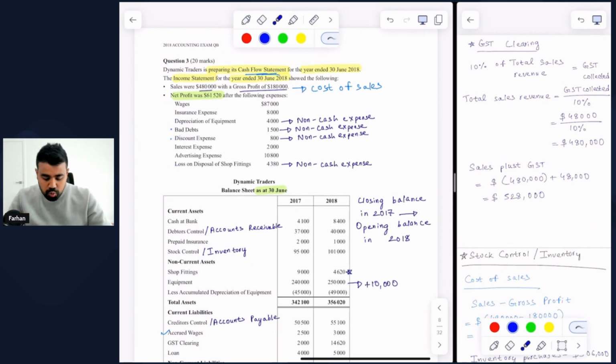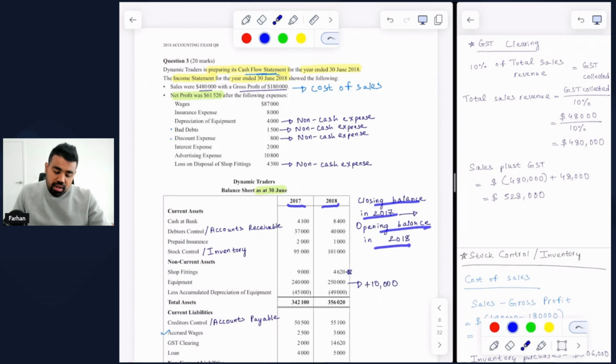You can see that we're given the balance sheet as of 30 June 2017 and also as of 30 June 2018. This means the closing balance in 2017 will become the opening balance in 2018, which is the current financial year that we're working with. And that financial year started on 1 July 2017 and ends on 30 June 2018.